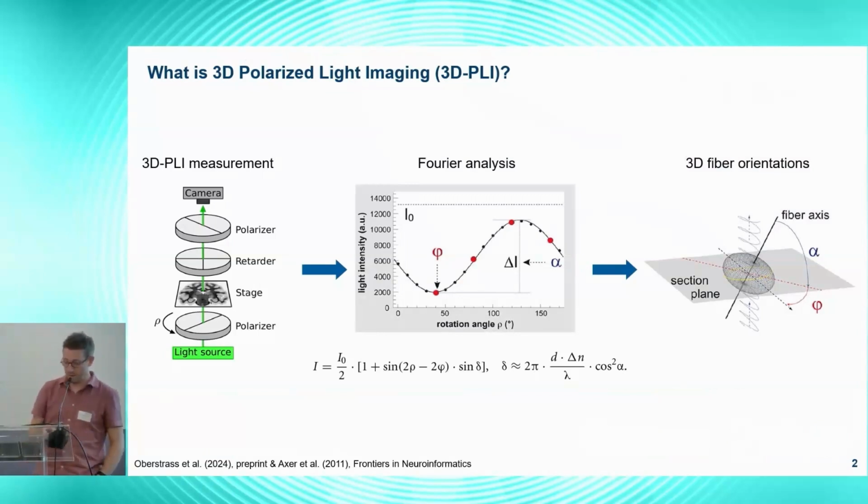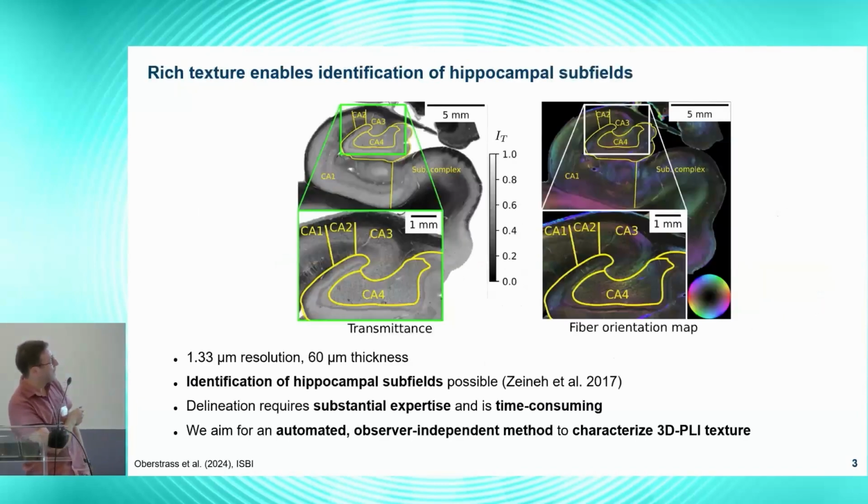The way that this works is that we have unstained tissue, which is imaged with light that goes through a polarizing filter, and by imaging it at different polarization angles, we're actually able to derive fiber orientations. From that, of course, we can talk much more about this, but it's not the main topic. The important thing is that this data is very rich and also very complex.